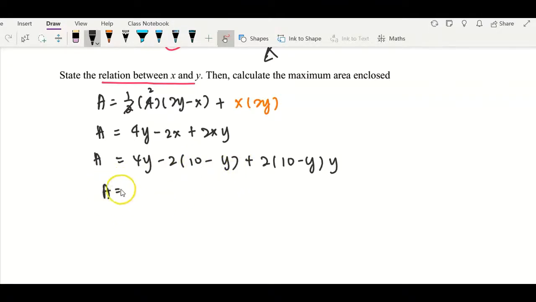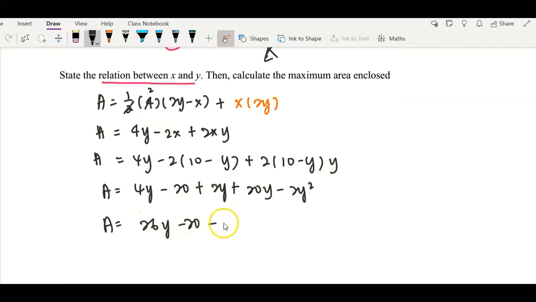So now you can find your dA/dy, but before that we need to simplify it first. I expand it first. I got 20 plus 2y plus 20y minus 2y squared. 2 multiplied by y multiplied by y will be 2y squared. Simplify by combining all the like terms, I got 26y plus 20 minus 2y squared. Then now you can get your dA/dy. So dA/dy will be 26, differentiate 20, you get 0, minus 4y.